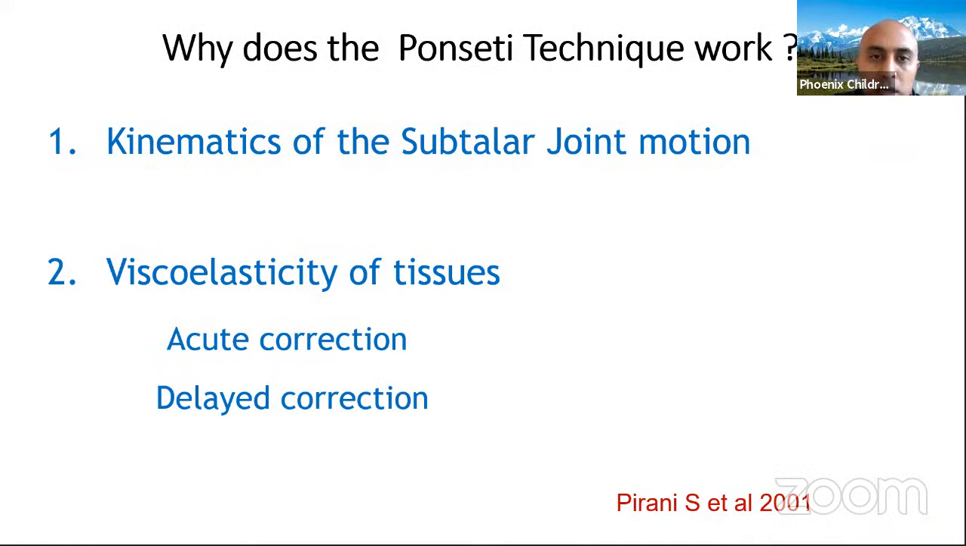Well, why does this technique work? It depends on two things. It depends on the kinematics of the subtalar joint, and it also depends on the viscoelastic properties of the foot. These include things like stress relaxation and creep, which is time-dependent deformation. So the foot, like the body, is composed predominantly of water, about 70%, and that allows us to use the viscoelastic properties to achieve this correction.